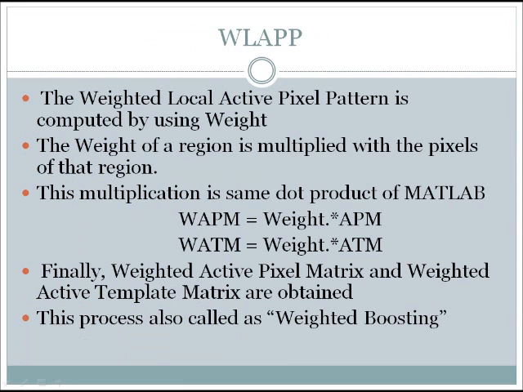After getting weight, we can compute weighted local active pixel pattern. The weight of a region is multiplied with the pixels of that region. It can be done by using MATLAB dot product multiplication. Finally, we can get weighted local active pixel matrix and weighted local active template matrix. This is called weighted boosting.